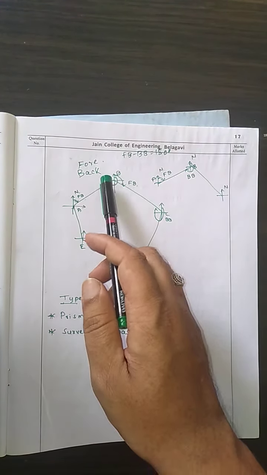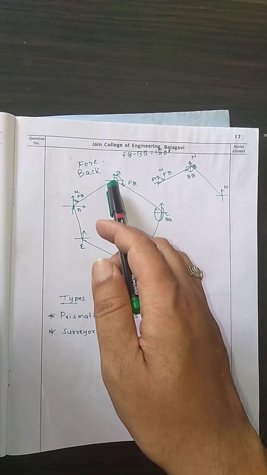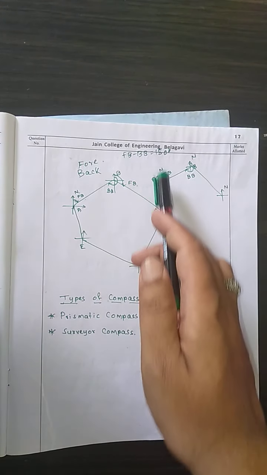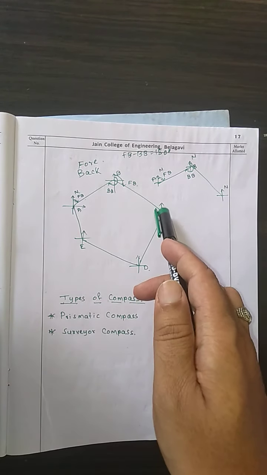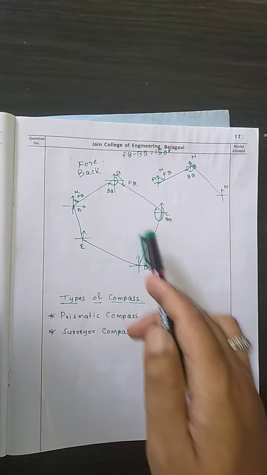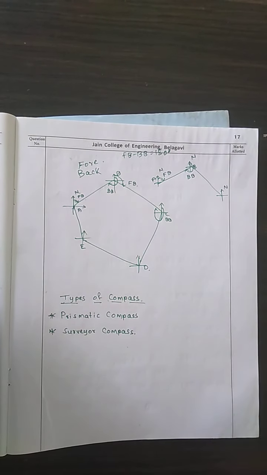Now again from B to C, if you look and measure with respect to north, that is called a fore bearing. And if you shift your compass to C, and look towards B, that we call a back bearing. Okay, I hope what fore bearing and back bearing are is clear.